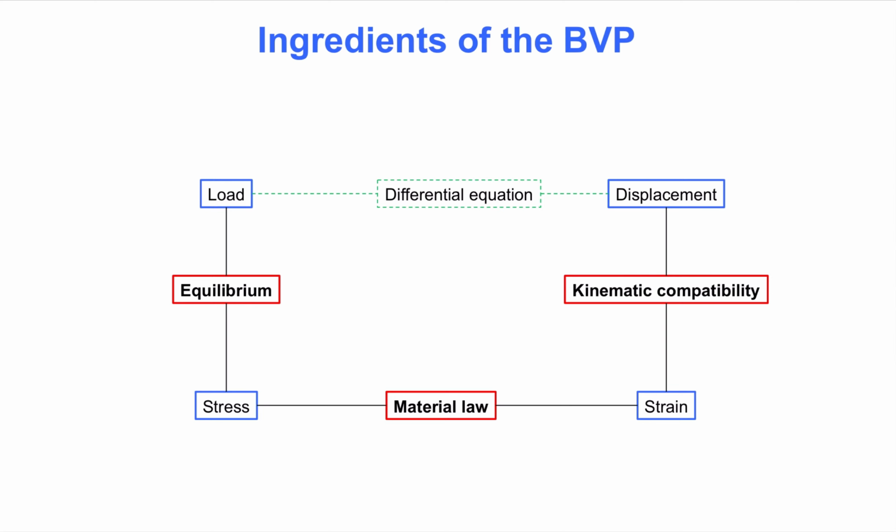Equilibrium equations express how the external load relates to the stress at each point in the material that the structural member is made of. The material law equations express the relationship between stresses and strains. The kinematic compatibility equations relate the strains inside the material with the global displacements of the structural member. Before we leave this slide, two additional points are made.